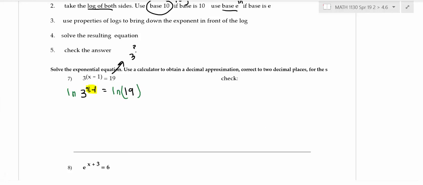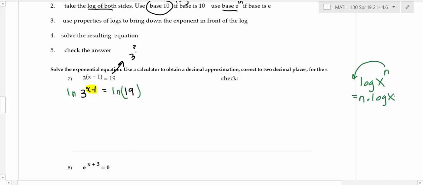You can bring it down in front. There's a property that says that, and a lot of these properties may be new to many of you, but if you had something like log of x to the n, we talked about this last week, then you can bring that exponent down. That's a common log property. So this whole thing comes down. So what you would have is x minus 1 times ln of 3 is equal to ln of 19. Okay, so that's how that goes.